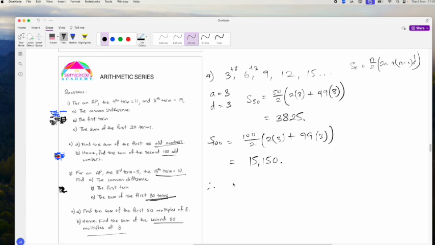Therefore, the sum of the second 50 terms will be the sum of the first 100 minus the sum of the first 50, which is 15,150 minus 3825, and that gives us 11,325.